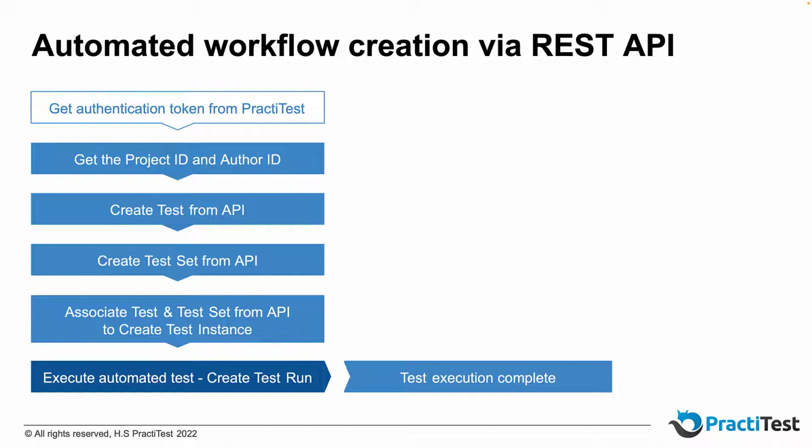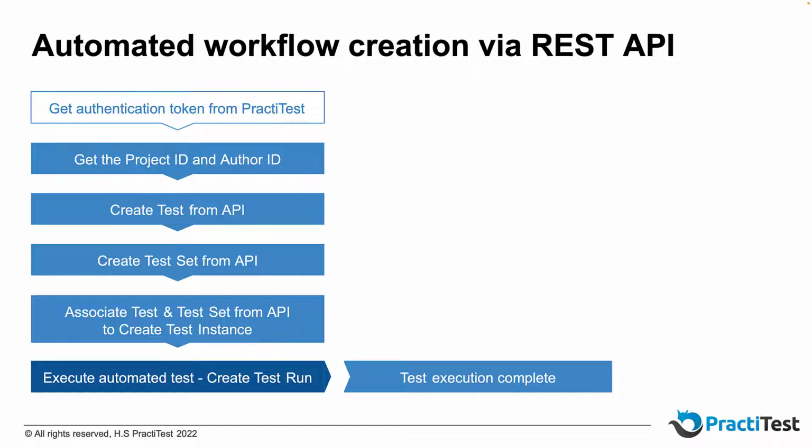token from PractiTest. And once we have the authentication token, we can then get its relative project ID and the author ID to start performing the rest of the operation, like creating the test from the API, creating the test set from API, and associating test and test set from the API to create a test instance, and then execute the automated test against the test instance in order to create the test run. And once we have the test run, we can then see the complete execution in the PractiTest dashboard. And that's how the whole workflow happens.